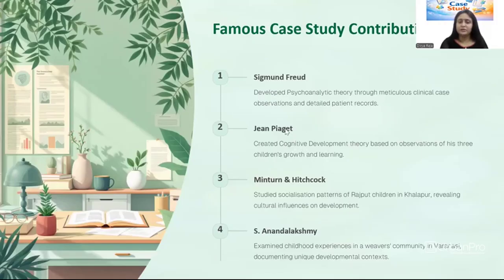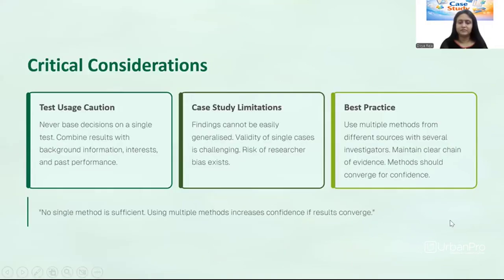Another important theory in human development is cognitive development theory. It was by Jean Piaget, and he based it on observations of his three children's growth and learning. He had three children of different age groups, and he would observe them to understand how intelligence develops right from birth to adolescence. He also explains why adults think differently from children, and adolescents think very differently from children and adults. A lot of other important research has also been done, and these were all based on case studies.